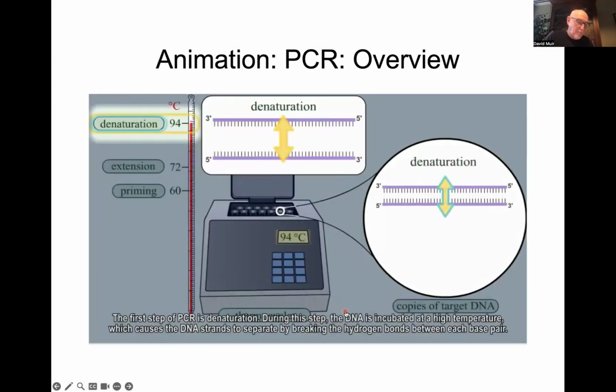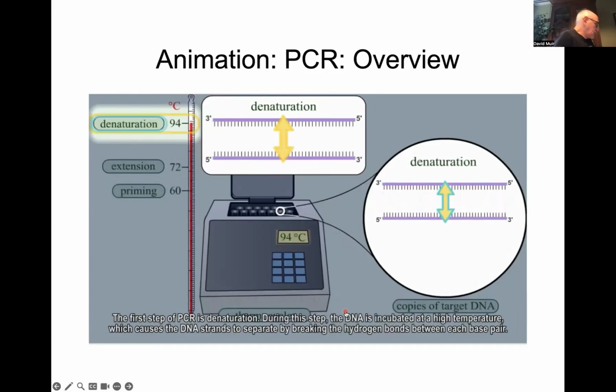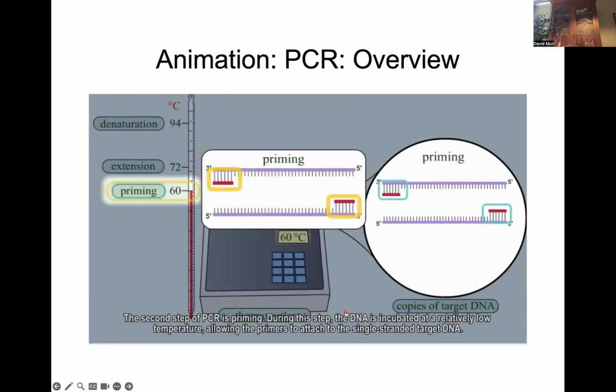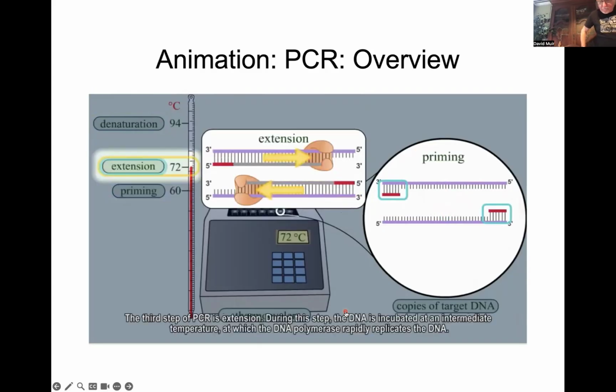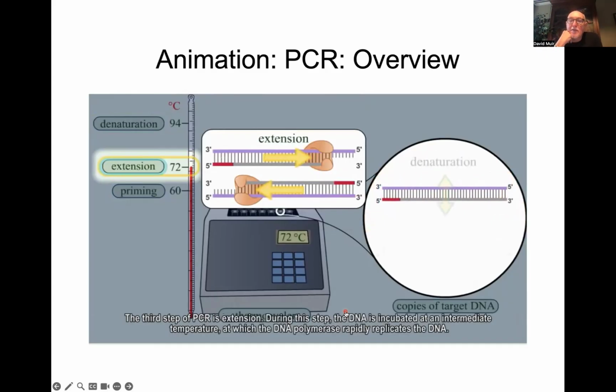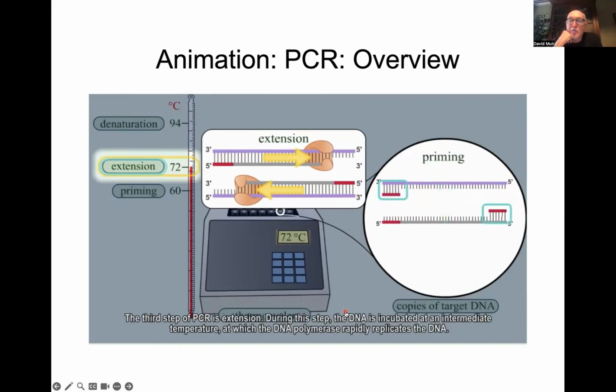The first step of PCR is denaturation. During this step, the DNA is incubated at a high temperature, which causes the DNA strands to separate by breaking the hydrogen bonds between each base pair. The second step of PCR is priming. During this step, the DNA is incubated at a relatively low temperature, allowing the primers to attach to the single-stranded target DNA. The third step of PCR is extension. During this step, the DNA is incubated at an intermediate temperature at which the DNA polymerase rapidly replicates the DNA.